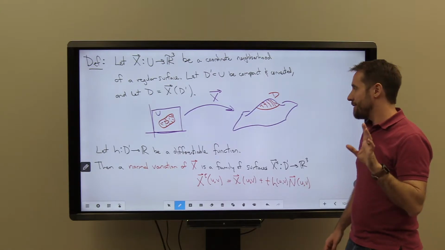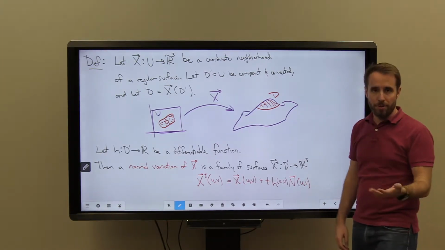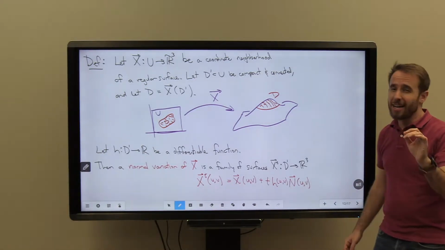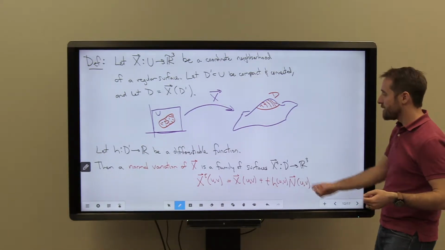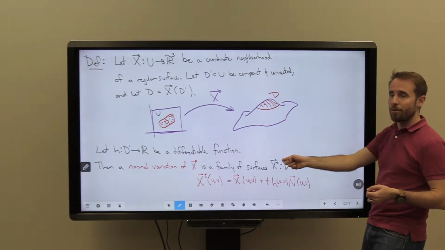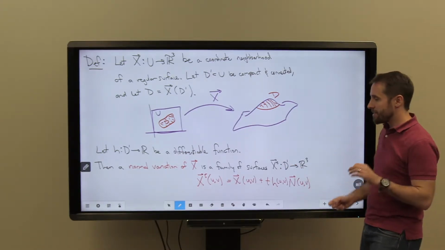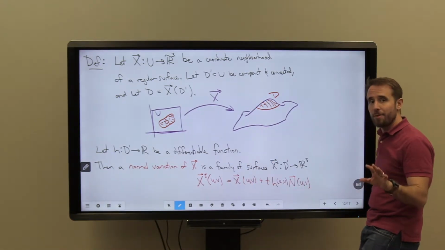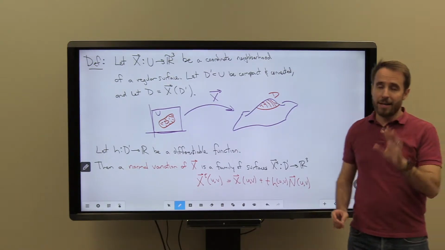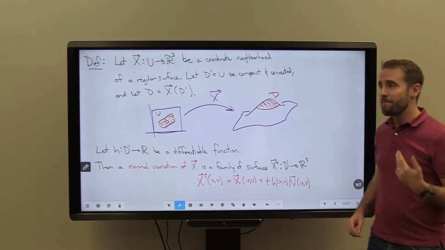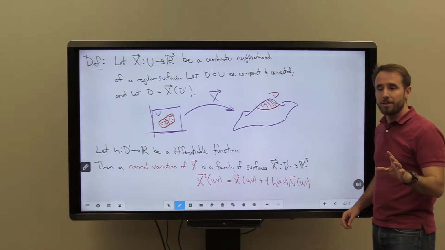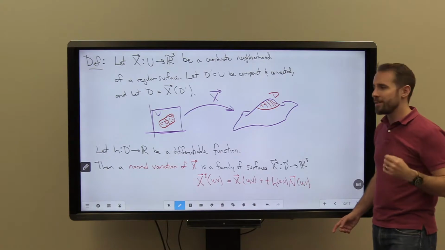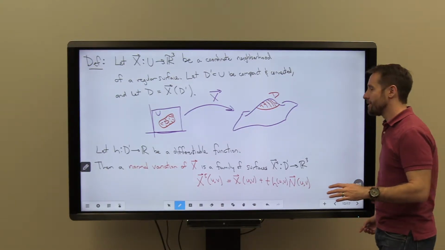Then a normal variation of my original surface x is a family of surfaces, a time-dependent family of surfaces, x sub t, or x superscript t, such that x superscript t is defined in this manner, which I'll talk about in just a moment. So this is a time-dependent family of surfaces. That means that my surfaces are dependent on time, and every slice of time, every t, is going to be giving me a new surface.